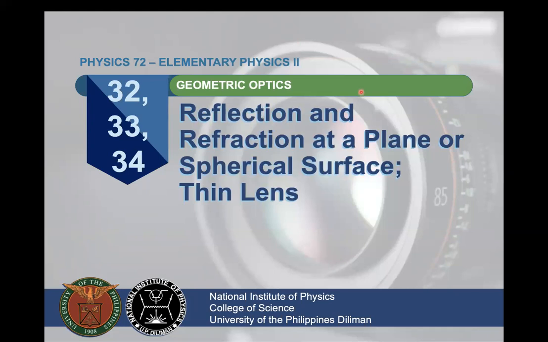Last time, we discussed the basic properties of light: reflection, refraction, dispersion, total internal reflection, and propagation of light. Now we will discuss further reflection and refraction for different types of materials. So we have plane surfaces, spherical surfaces, mirrors, and thin lenses.